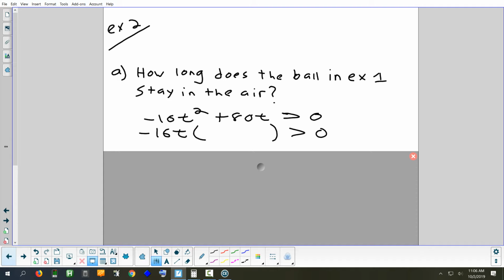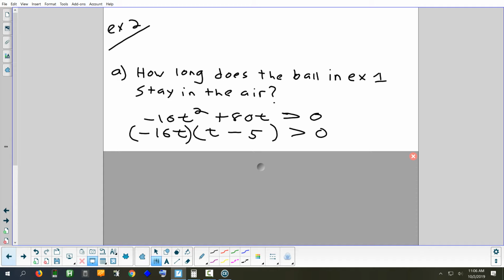What does that leave me with for my first term in parentheses if I factor out negative 16t? T. Just t. Distribute it and check. Negative 16t times t. Yep, negative 16t squared. And how about here? Yep, minus 5.